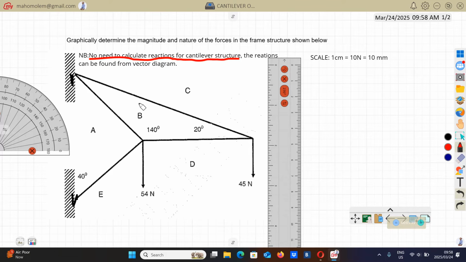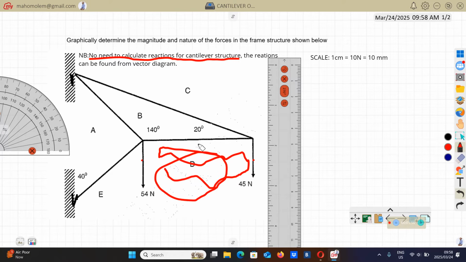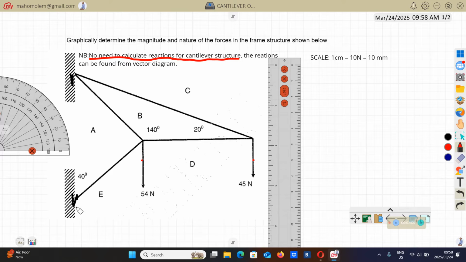Before we draw the vector diagram, make sure that you've named the spaces. This thing, we call it the space diagram. So you'll see that between this force and this force, there will be this space here. Then this space, we're going to give it a name. We're going to say this space is D. Then you name again between this force and this reaction force here, this space here, we will call E. So you name the spaces between the forces.